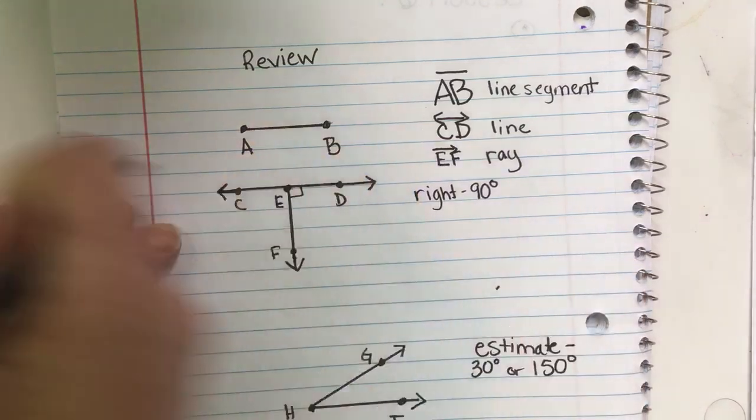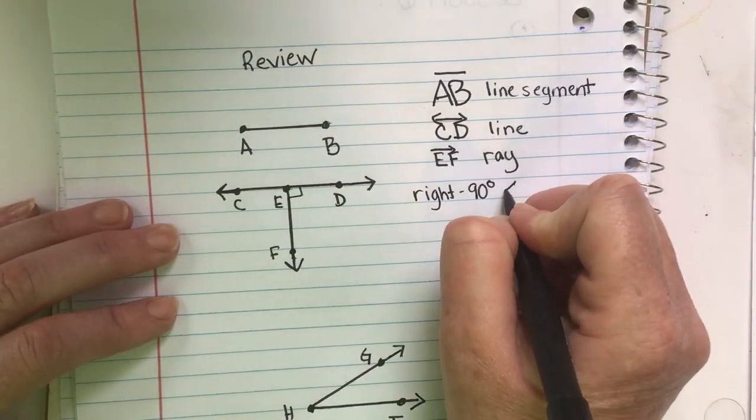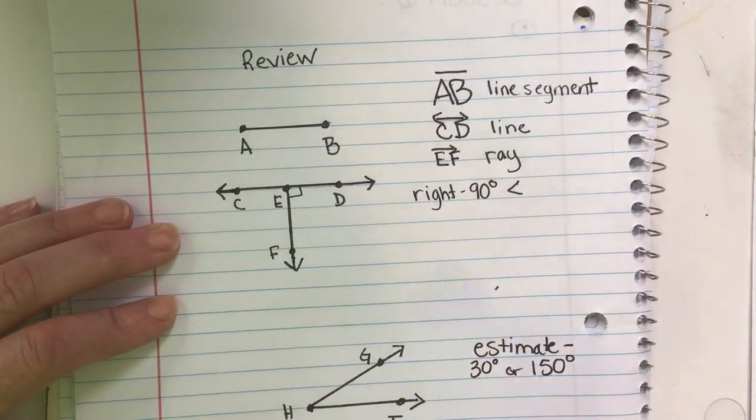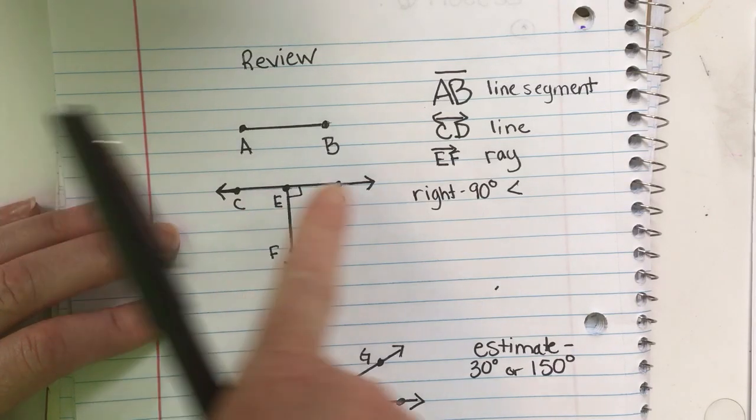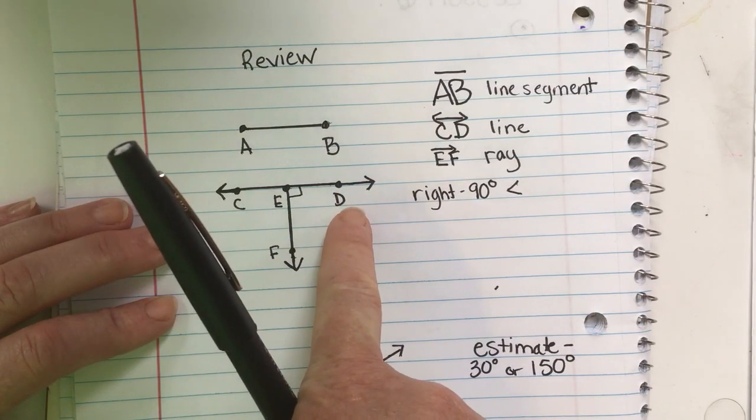When you write an angle, you want to use the little angle symbol. It's kind of like a sideways L. And make sure that the letter that is on the vertex is in the middle. So I would call this angle DEF.